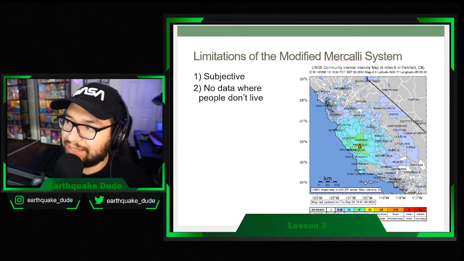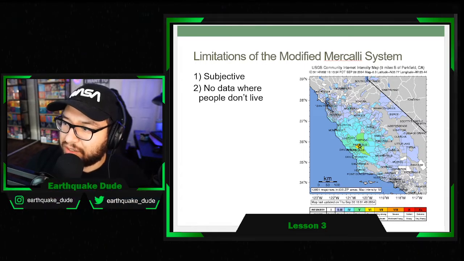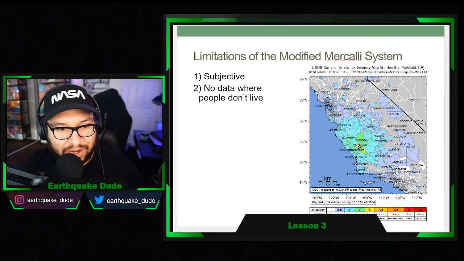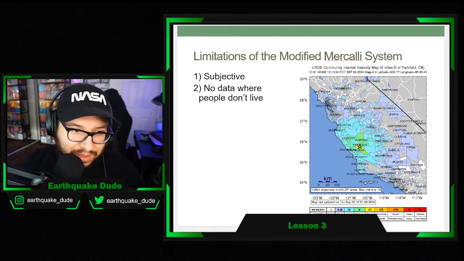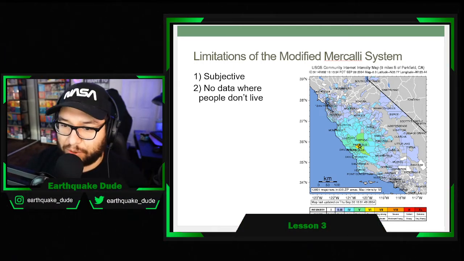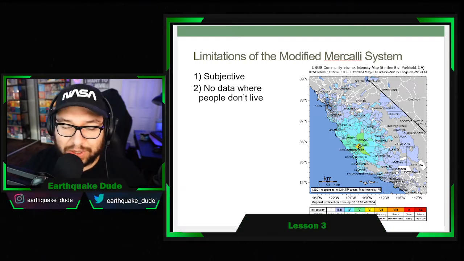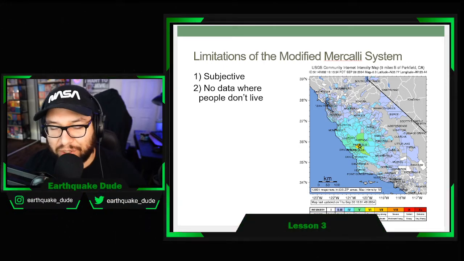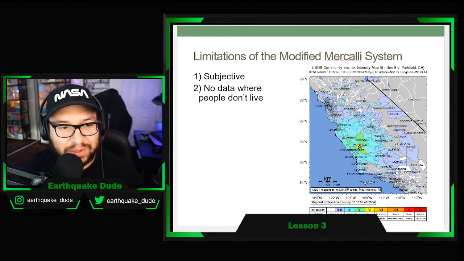So here's an example of what that looks like. This is an earthquake in Parkfield, California. Notice there's a lot of gray spots. Those gray spots are no data. So nobody there went on the website and completed that survey to describe their experience. So it has limitations, but it's still very, very useful. So next time you're in an earthquake, make sure you fill out the survey and help contribute to the data collection.